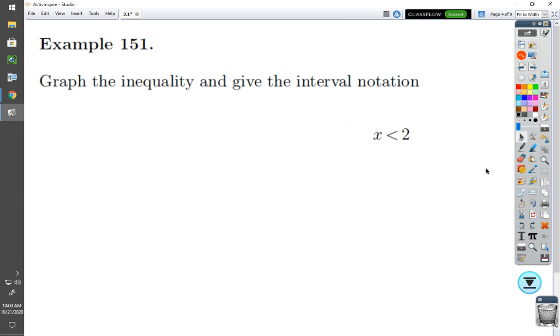So I kind of just did this one, so I'm going to modify this one. Let's make this example a -2.